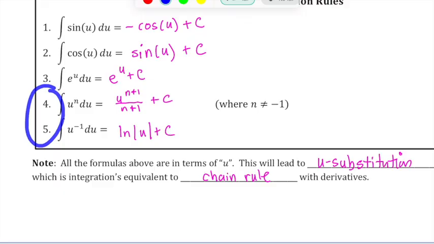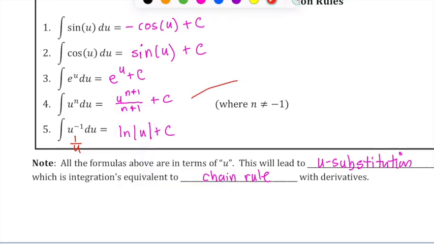Now these two are going to be the ones we use a lot. When you're taking an integral of any function to another power, you basically add 1 to the exponent and then divide by the new exponent. You can do that for any exponent that's not negative 1, because the integral of 1 over u is going to be log. So if it's something to the negative first power, the integral is log, because the derivative of log is 1 over the inside.